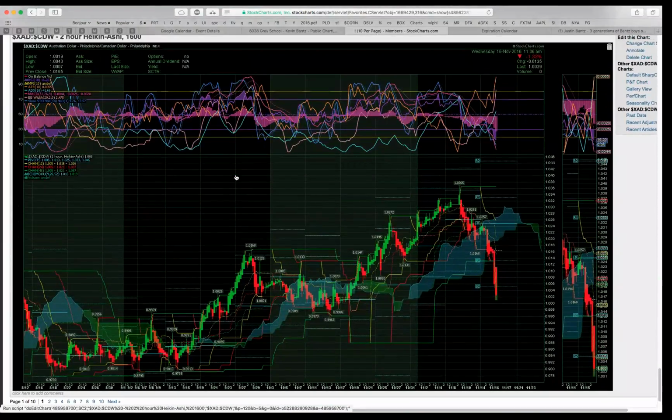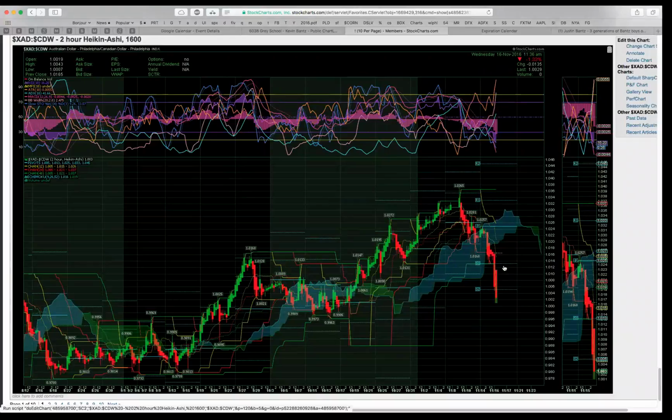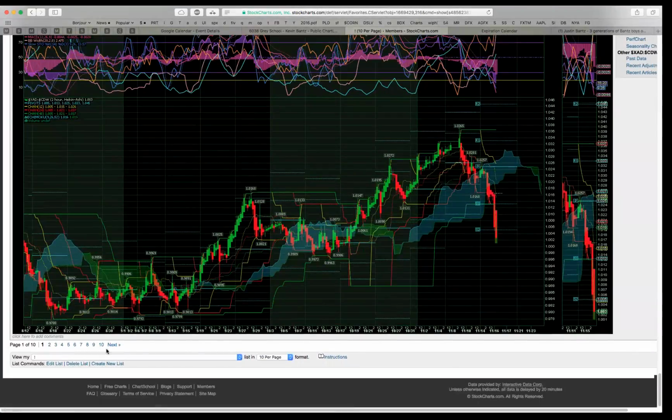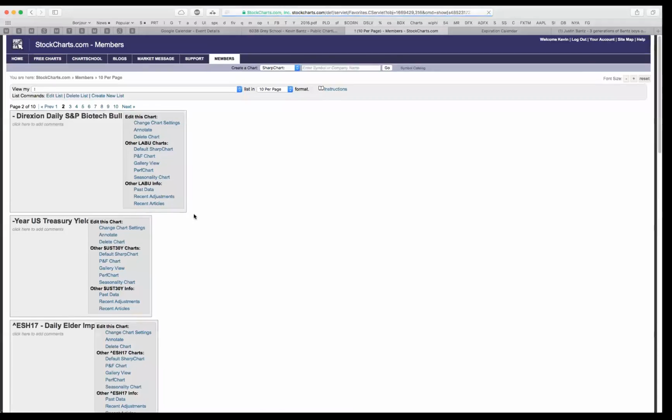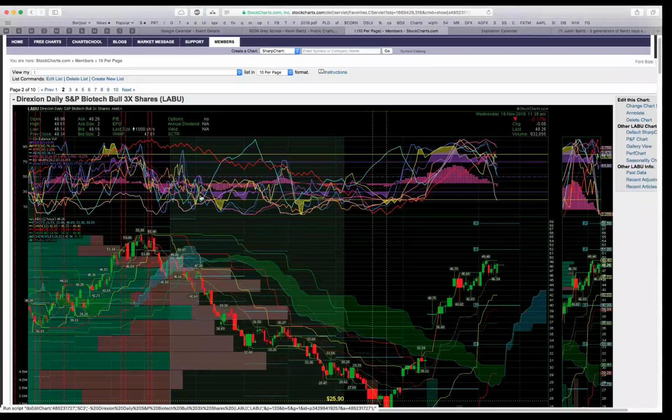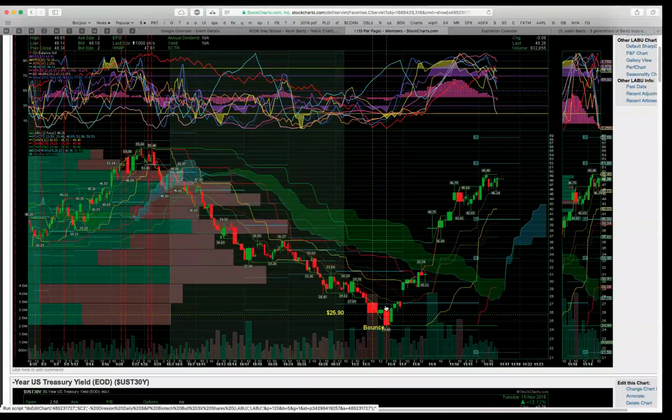And currencies. This is Australian dollar and CAD. Had that on there because I was watching CAD. Okay, LABU, here's the bounce. Okay, we're up to, here are targets, but it's faltering.